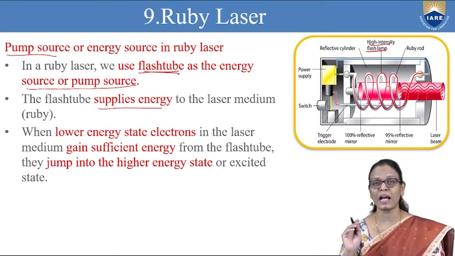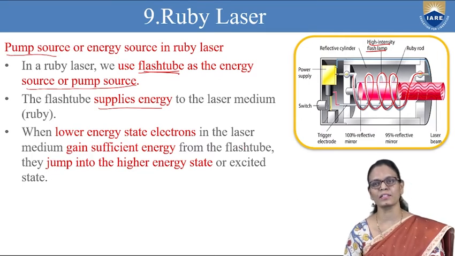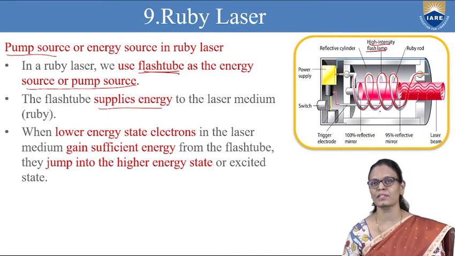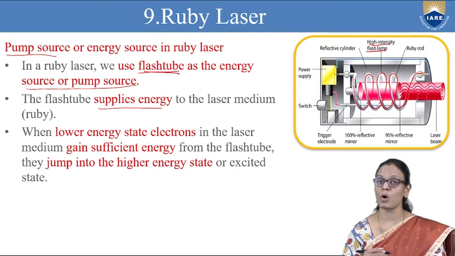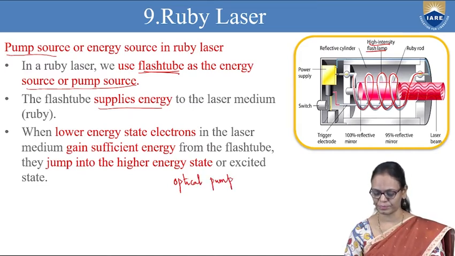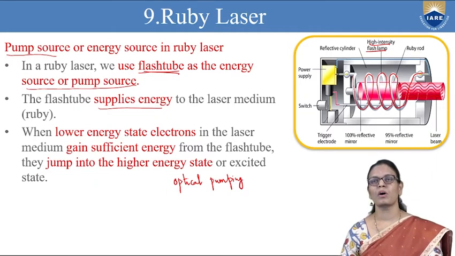When there are flashes, what happens? Lower energy state electrons in the laser tube gain sufficient energy from the flash tube and then jump to the higher energy level. That is what we call pumping. We are sending the atoms from the lower energy level to the higher energy level. For that we need energy, and the energy source here is the flashlight. We call it optical pumping because we are using light as the source.